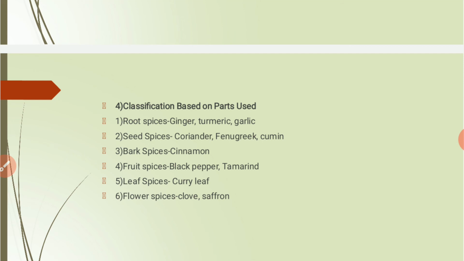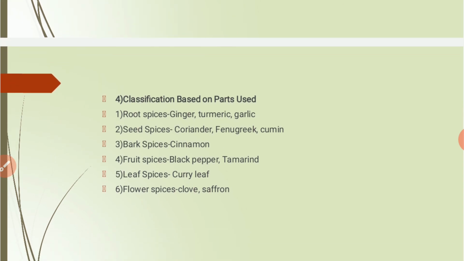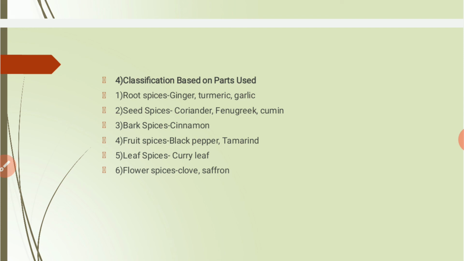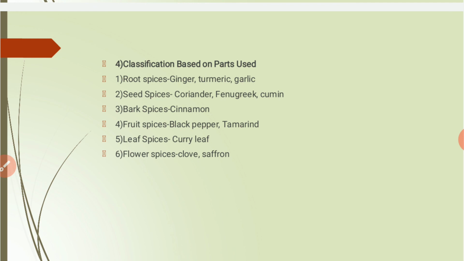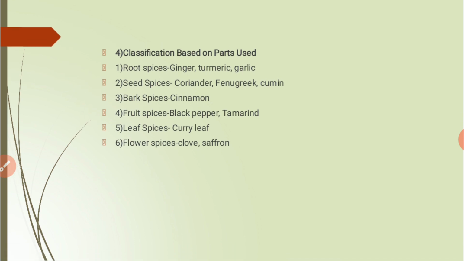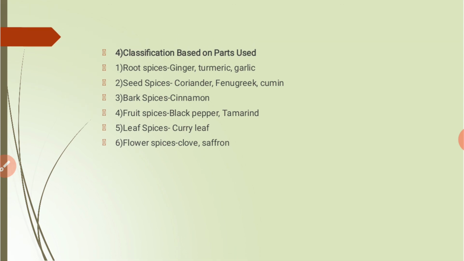So on the basis of parts used, this is classified as root, seed, bark, fruit, leaf and flower. The examples of root spices are ginger, turmeric and garlic. And the examples of seed spices are coriander, fenugreek and cumin. Then the bark spice is cinnamon. Fruit spices are black pepper, tamarind. Leaf spice is curry leaf. Flower spices are clove and saffron.